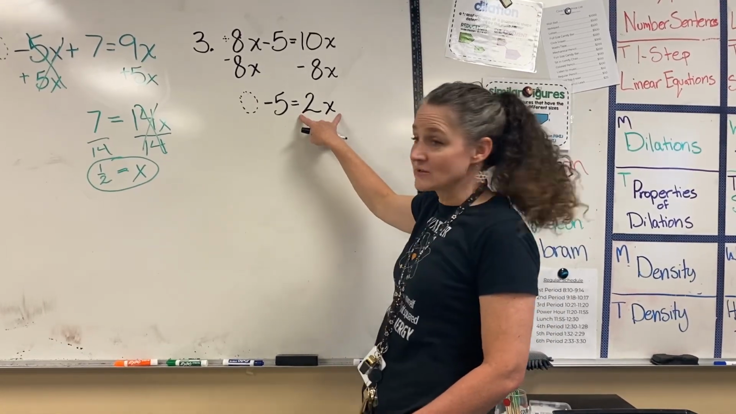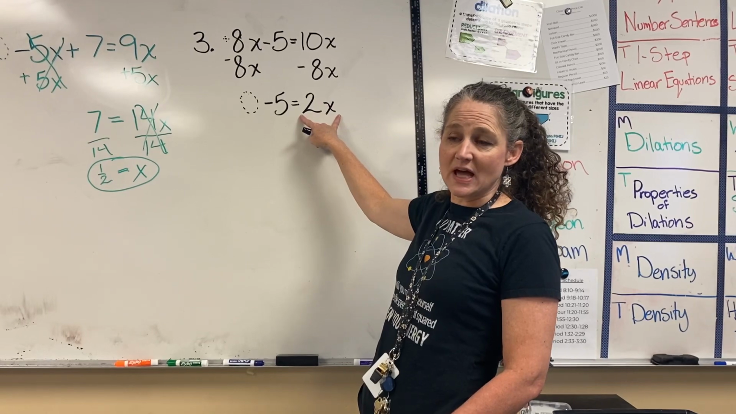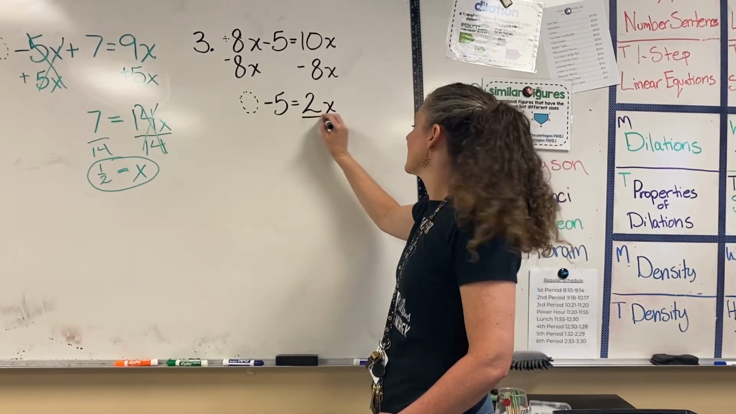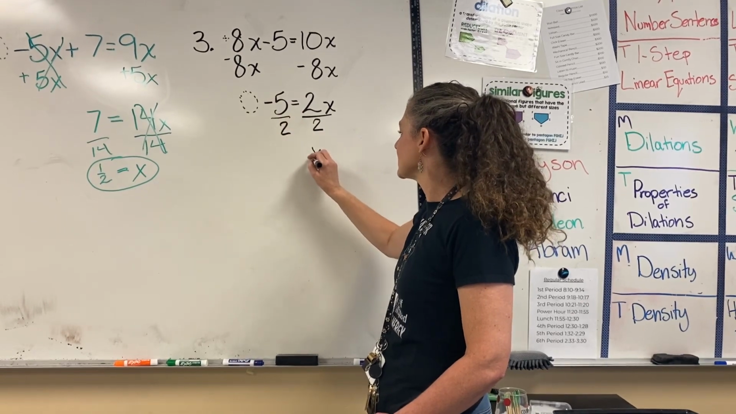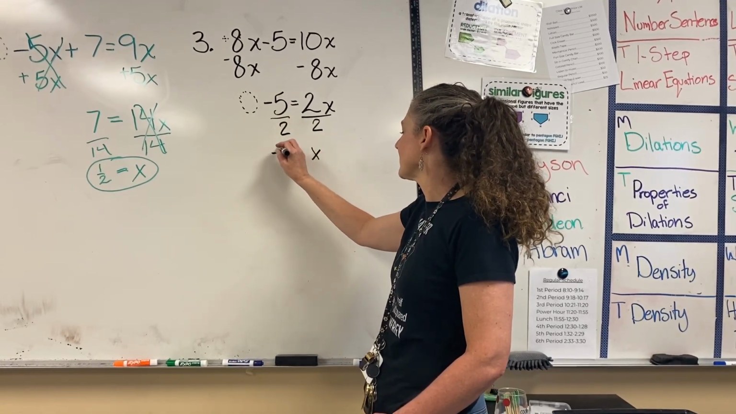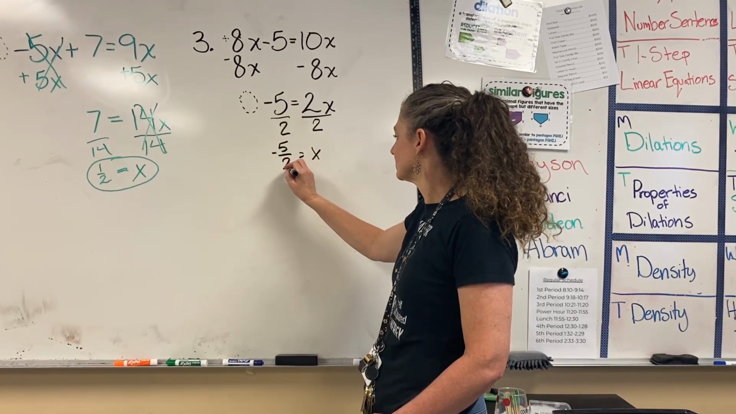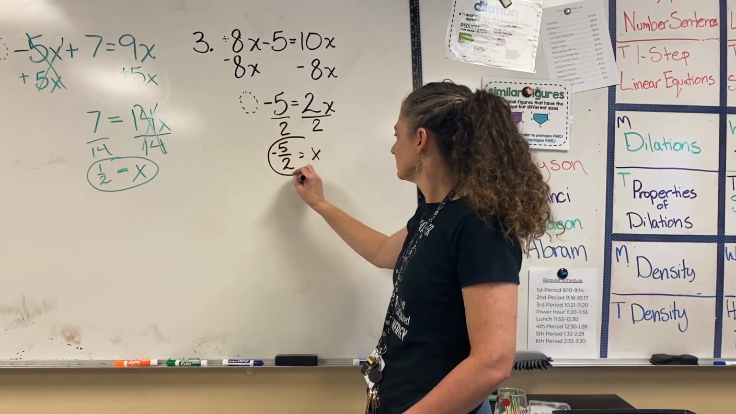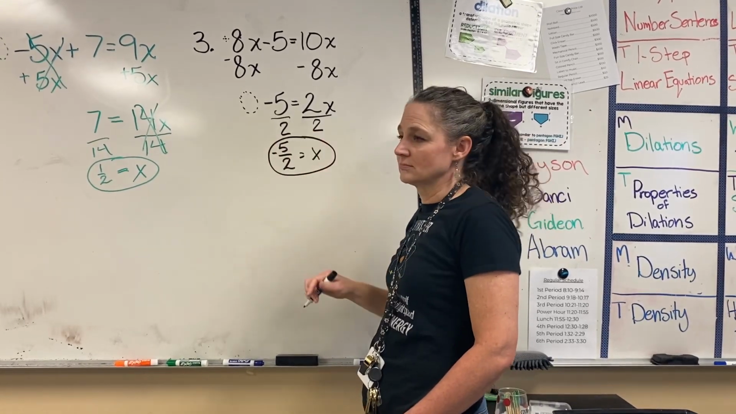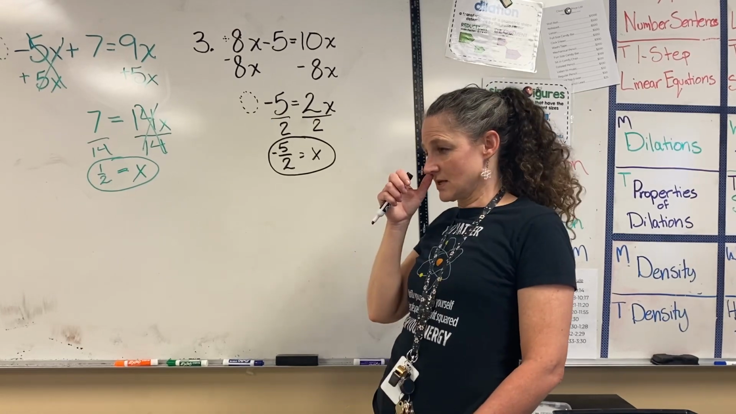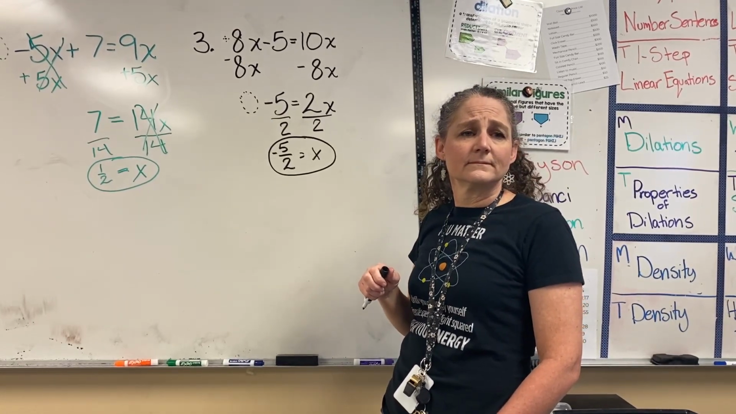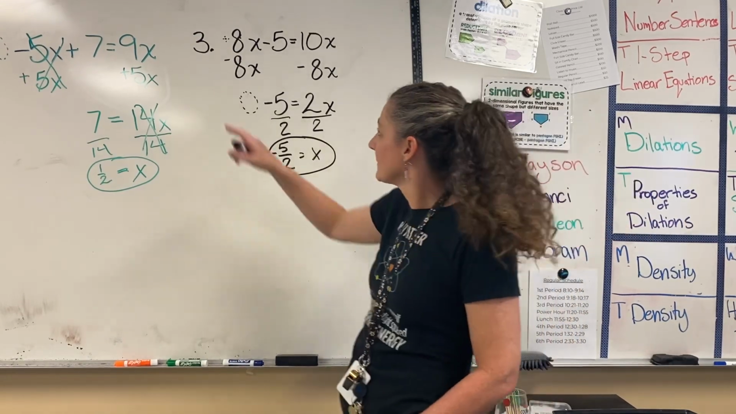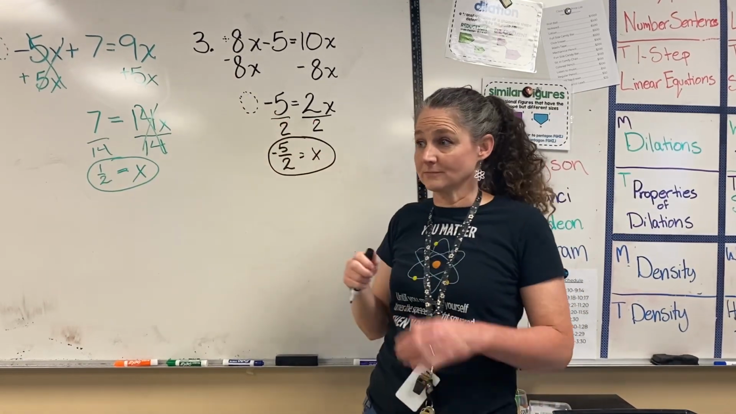So we have 2 times x. What undoes times 2? Divide by 2, and x equals negative 5 over 2. It's a practice thing, because I've practiced this lots.